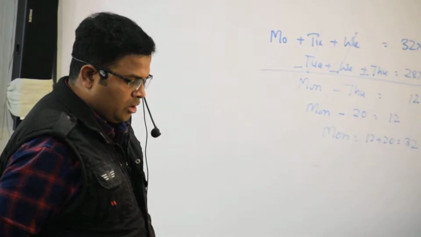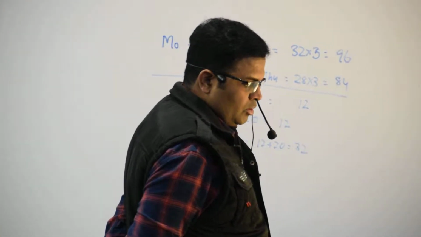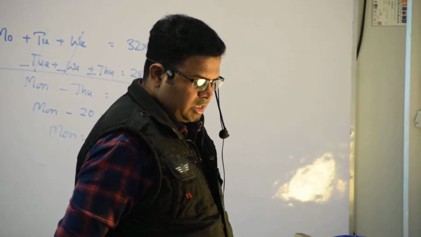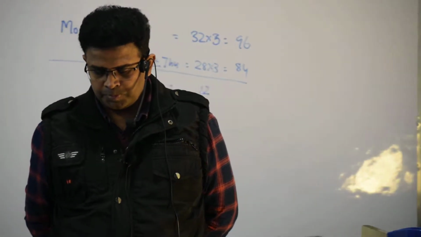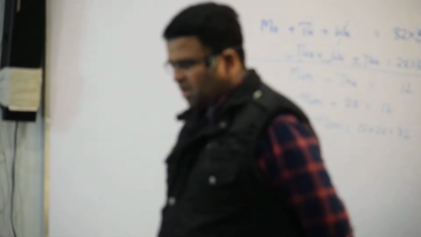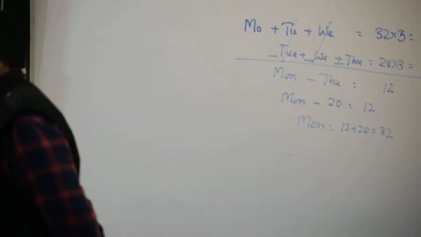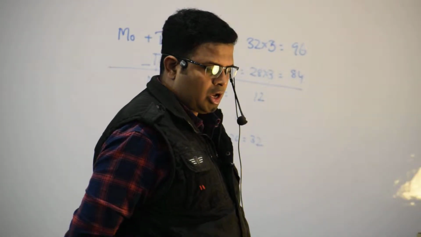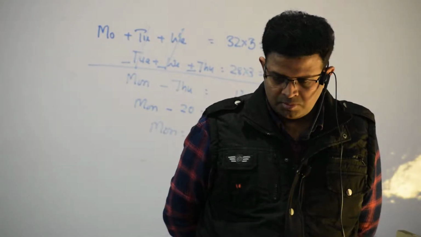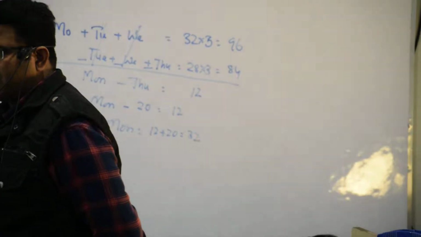And average rainfall of Mumbai during July, August, September and October is 100 centimeter. How much? Aur isme kya bach jayega? Yes, tell me. First equation ka? June. And second equation का क्या बचेगा?